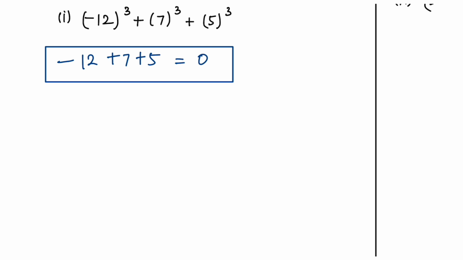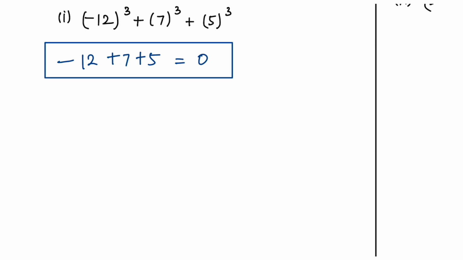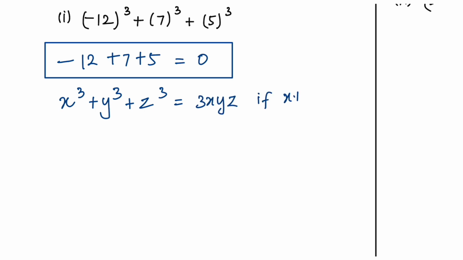This is why I wanted you to know about the previous question. If x plus y plus z is equal to 0, then you can say that x cube plus y cube plus z cube is equal to 3xyz. In this case, obviously x plus y plus z is equal to 0, so you can straight away find x cube plus y cube plus z cube by 3xyz. You can just multiply x, y, z and 3 and that will be the answer.